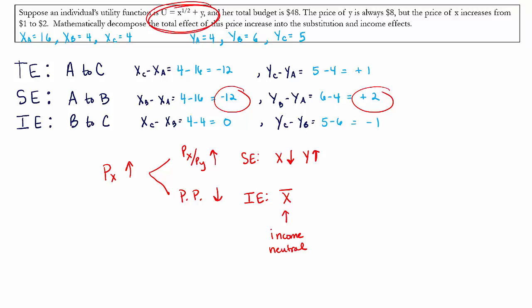Y, on the other hand, does respond. We see that the income effect has Y going down. So the price of X has gone up, making the person feel poorer. And how do they respond to the feeling of being poorer? They buy less Y, which reveals Y to be a normal good.